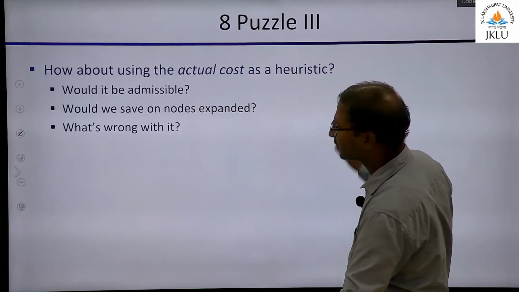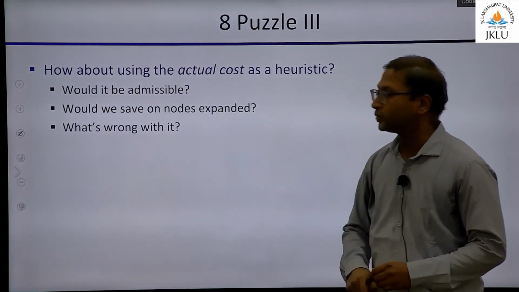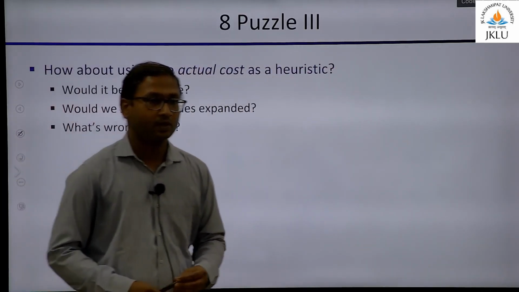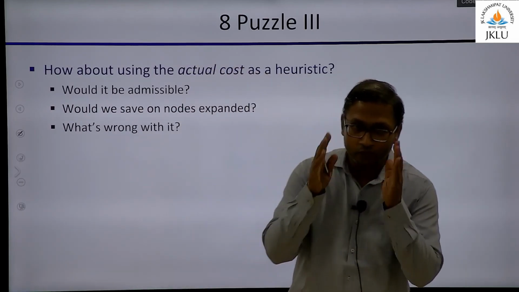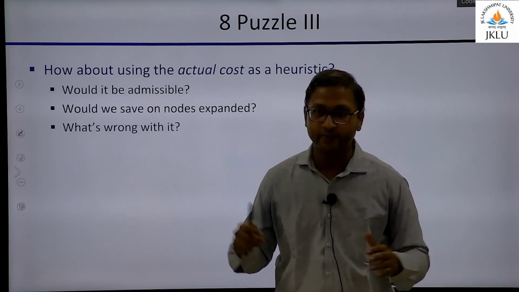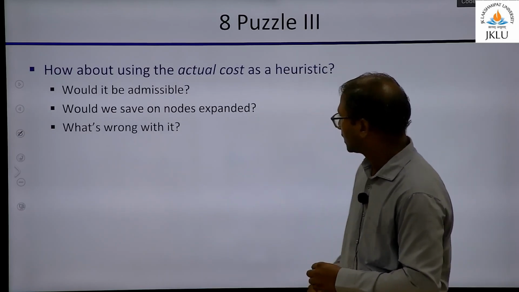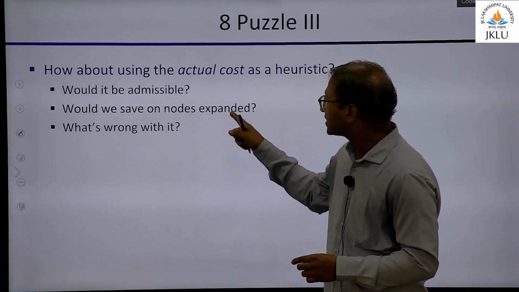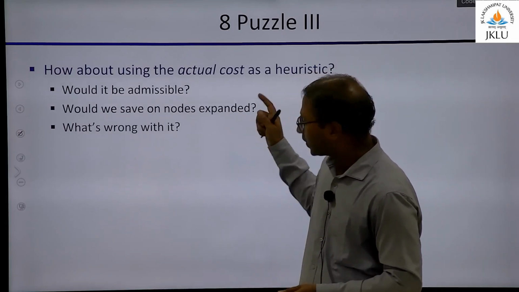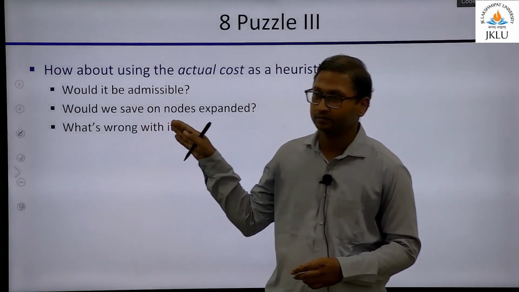Next, after this, we go. Okay, what about using the actual cost as a heuristic? Would it be admissible? If you start using the actual cost to reach the goal as a heuristic, will it be admissible? Yes or no? Okay. Would we save on nodes expanded? What's wrong with it? We don't know it.